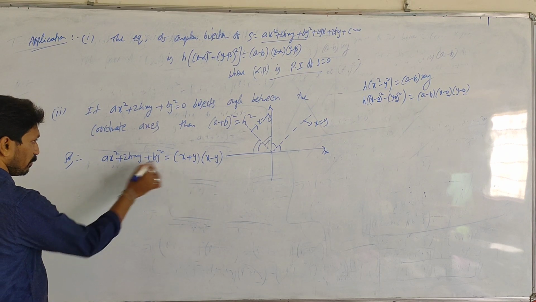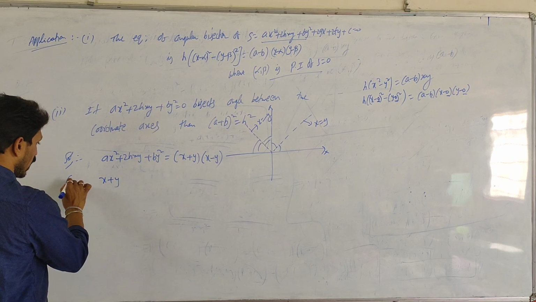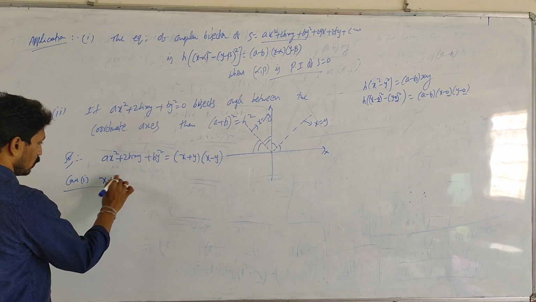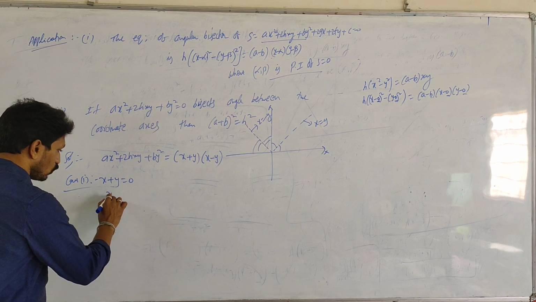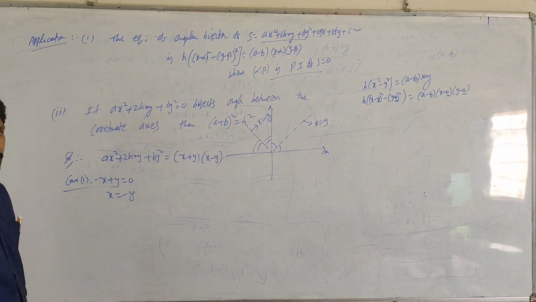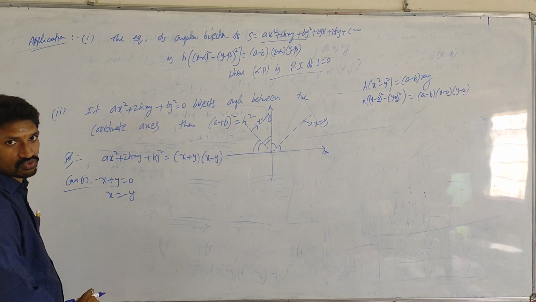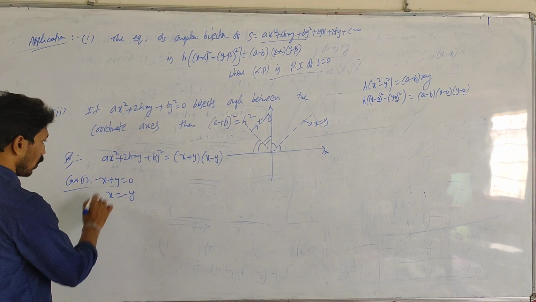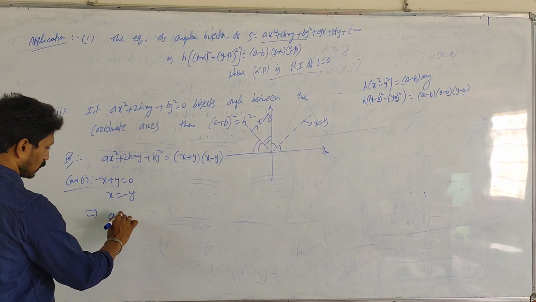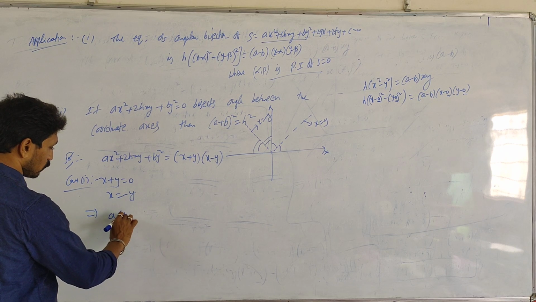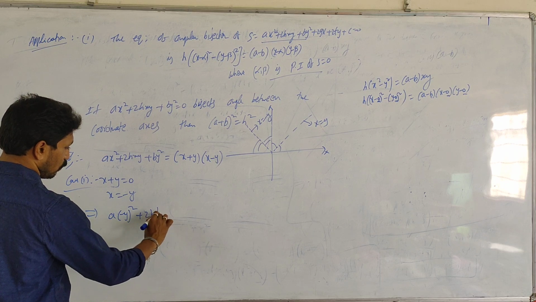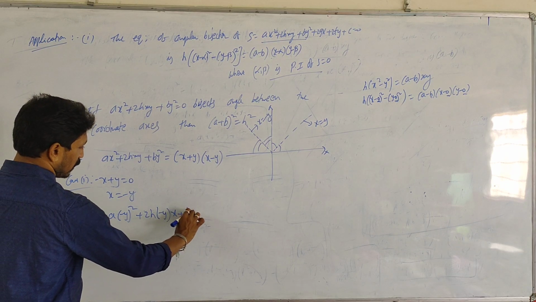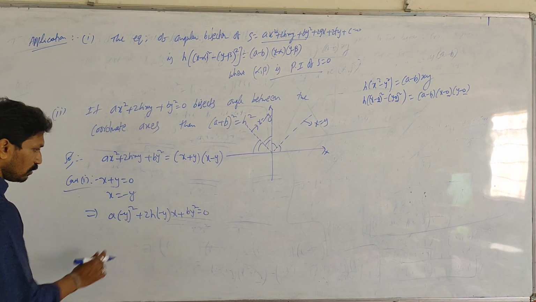So what can I write? That means, if you take case 1, x plus y is equal to 0, this is one of the equations. So what can I write? x is equal to minus y. So x is equal to minus y, substitute in this one. So that implies what can I write? a into x, x means you can write minus y, whole square, plus 2h into x, means minus y, you write, into y, plus by square is equal to 0.